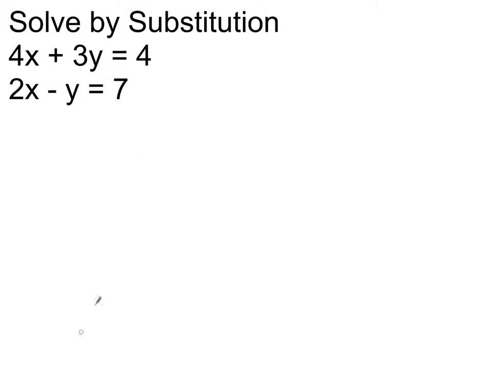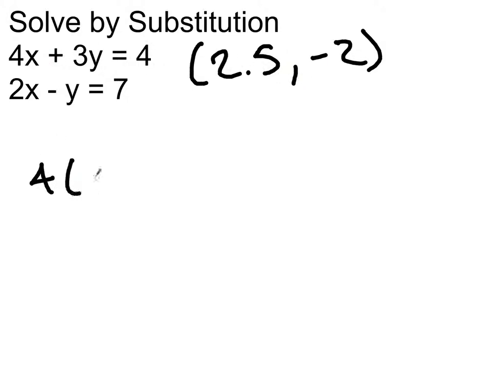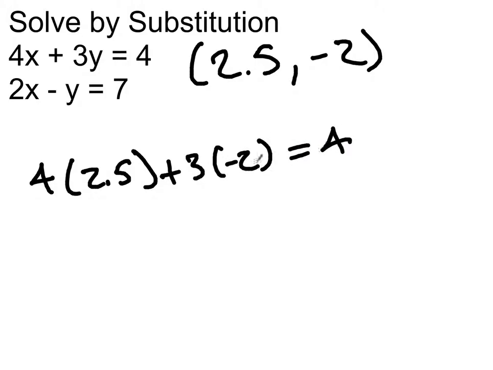Is it 2.5 comma negative 2? Yes, that's the solution that you should have got. I'll plug it into the first equation to show you that it works. 4 times 2.5 plus 3 times negative 2 should equal 4. 4 times 2.5 is 10, plus negative 6 equals 4.